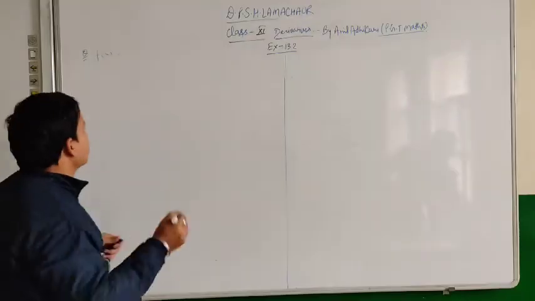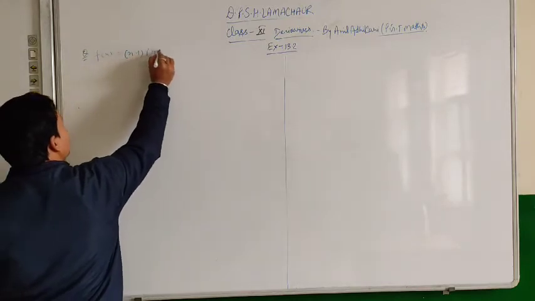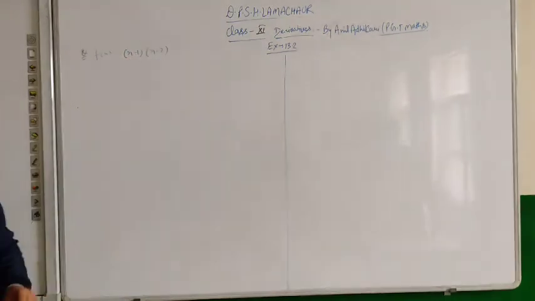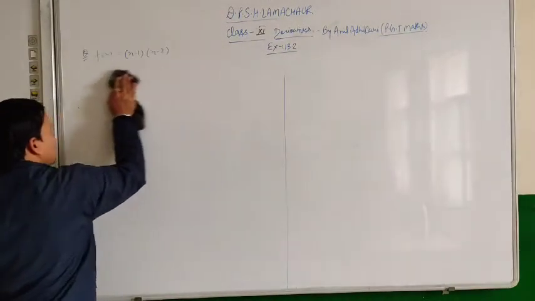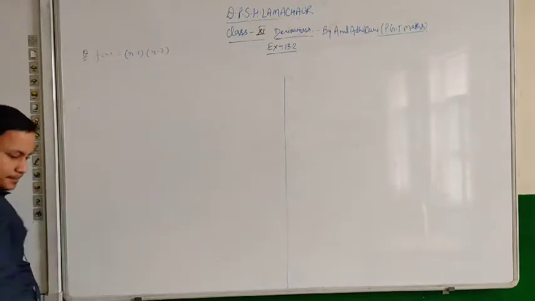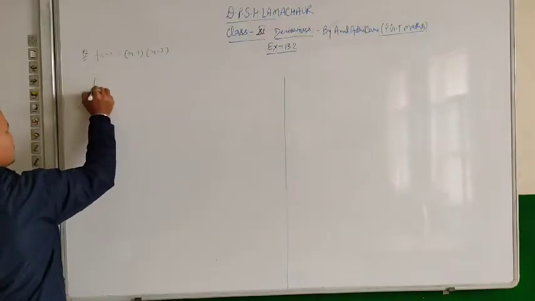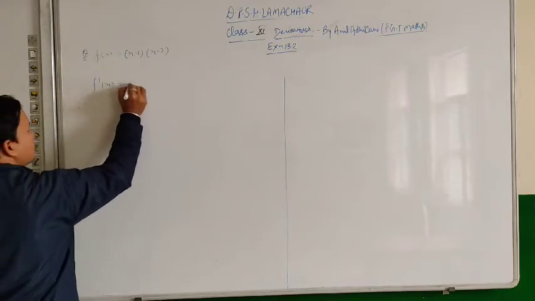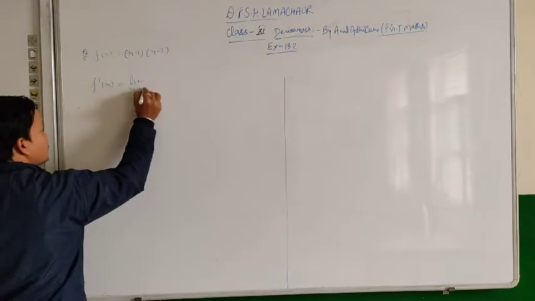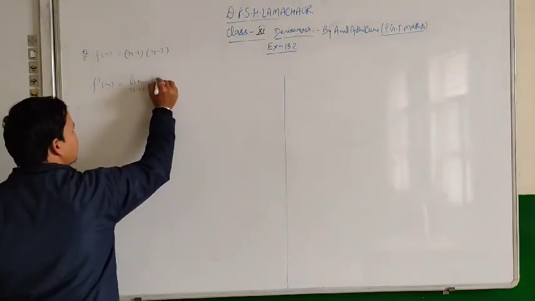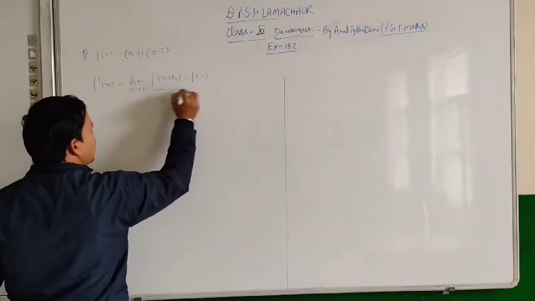Okay, next question is f(x) is equal to x minus 1 into x minus 2. So this is the given function over here. Okay, and we have to find out the derivative of this given function. So again we will use the formula of first principle, that is f dash x equal to limit h tends to 0, f of x plus h minus f of x divided by h.